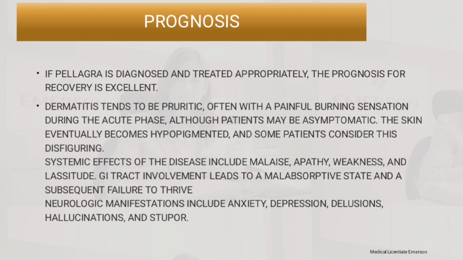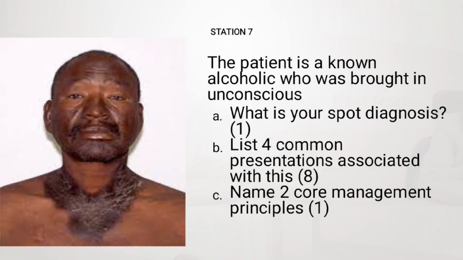GI tract involvement leads to a malabsorptive state and the subsequent failure to thrive, especially in pediatrics, though it's uncommon for them to develop the condition. The neurologic manifestations include anxiety, depression, delusions, hallucinations, and stupor. That's the prognosis, how it can develop. Okay, then that's the end of the lecture.